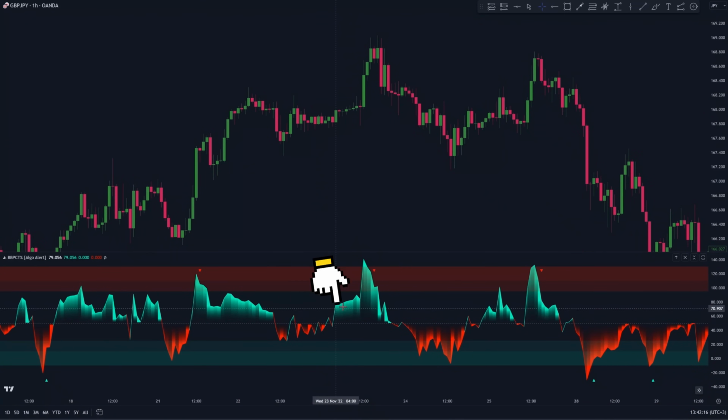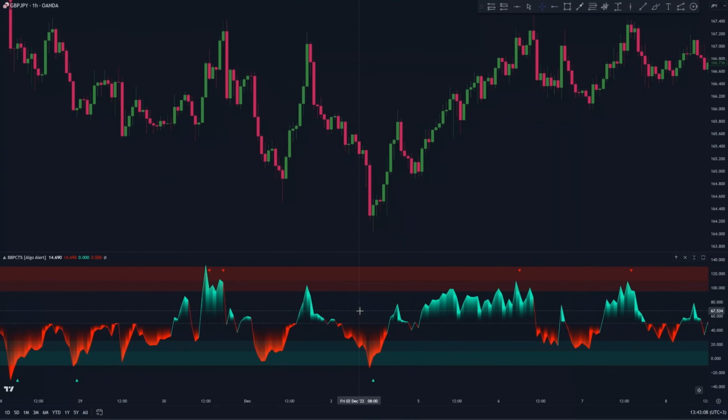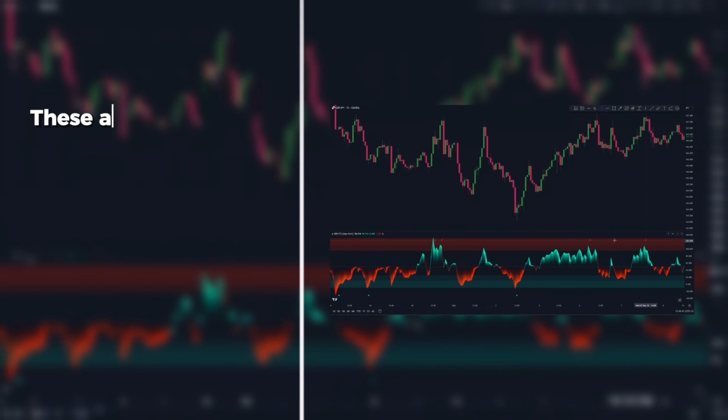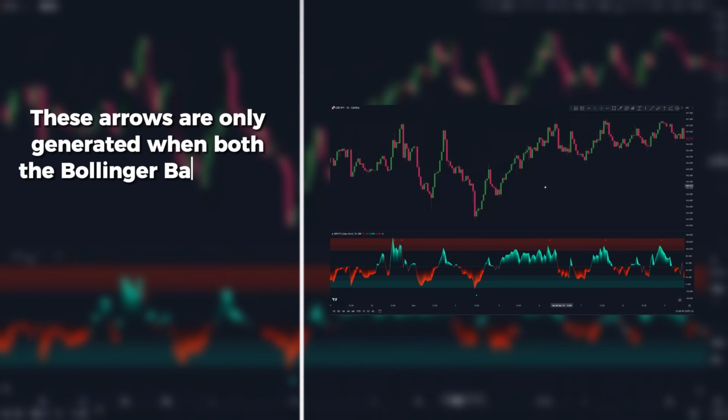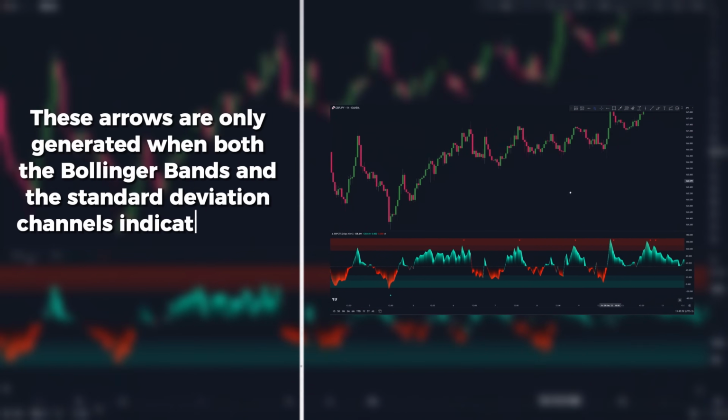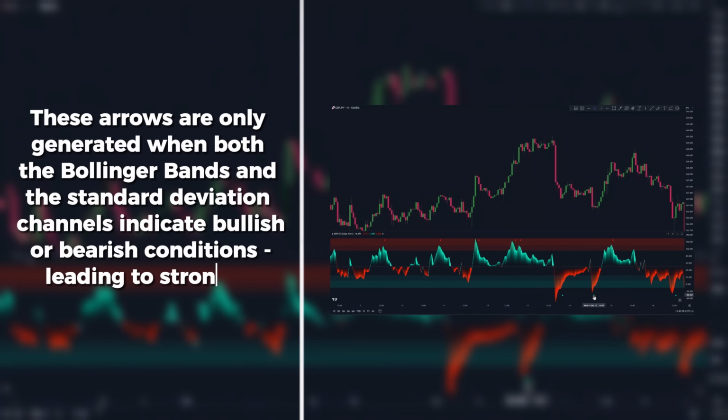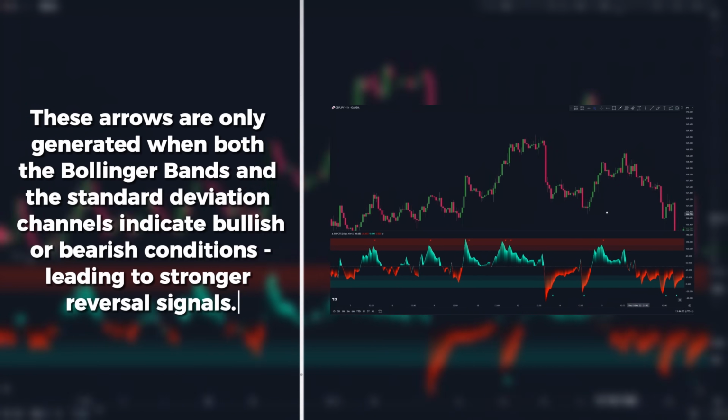When this wave is colored green, that indicates a bullish market momentum, and when it goes above this red upper band, that indicates an overbought market condition. Conversely, when the wave is colored red, that indicates a bearish market momentum, and when it goes below this lower band, that indicates an oversold market condition. Now, what about these green and red arrows? Well, these arrows are only generated when both the Bollinger Bands and the Standard Deviation Channels indicate bullish or bearish conditions, leading to stronger reversal signals.